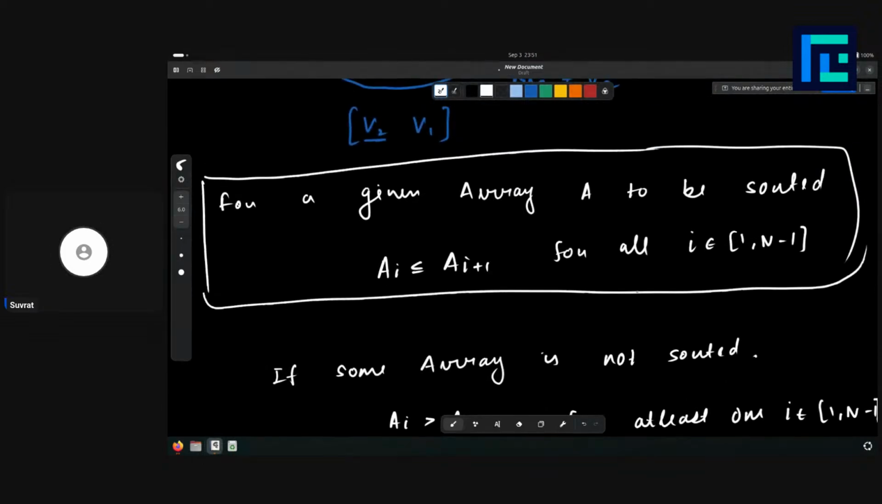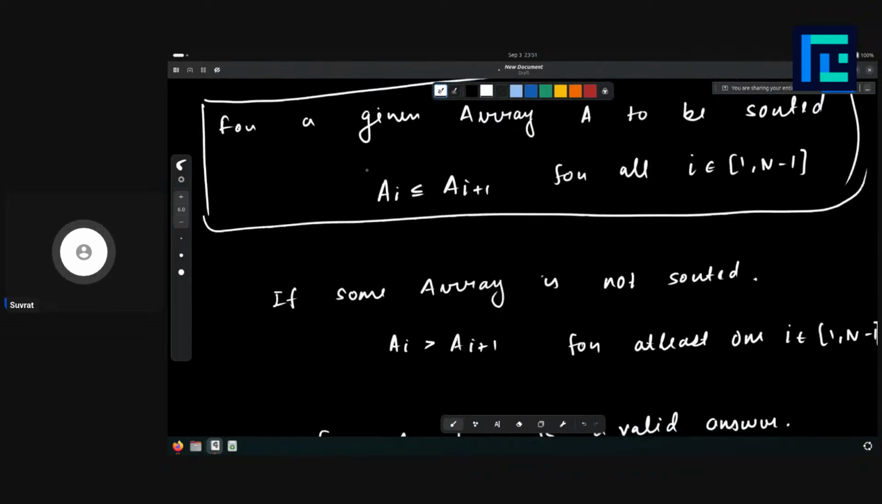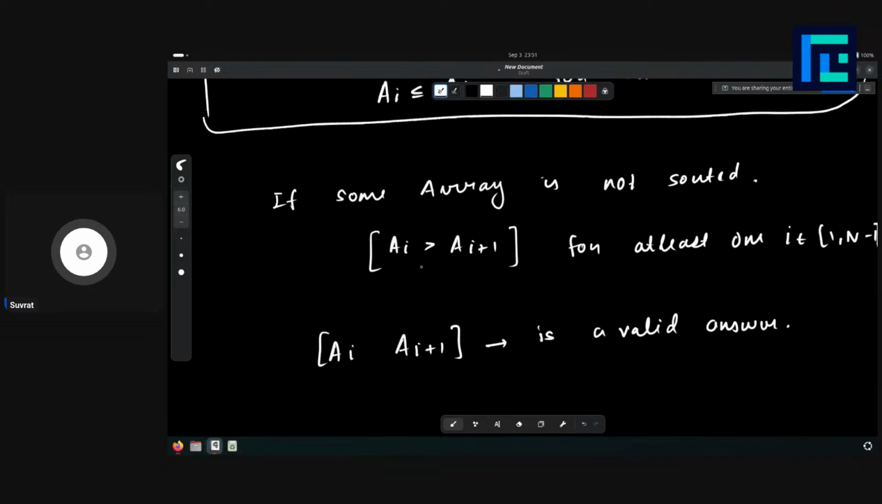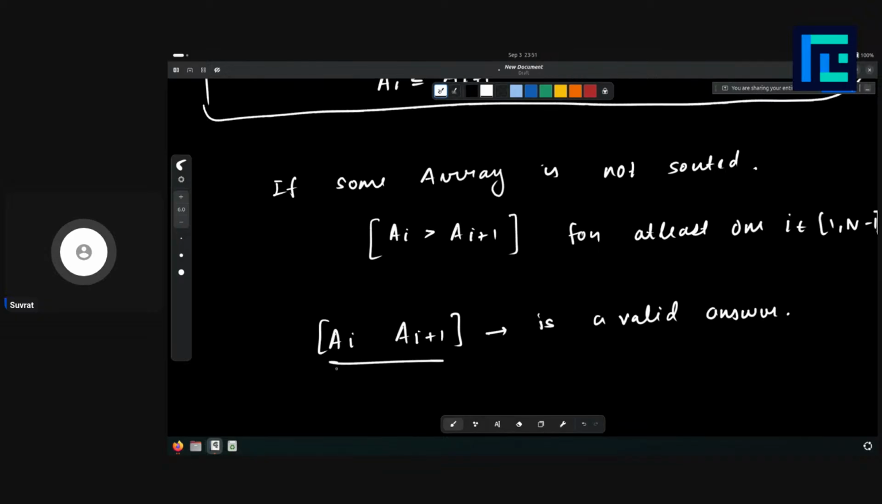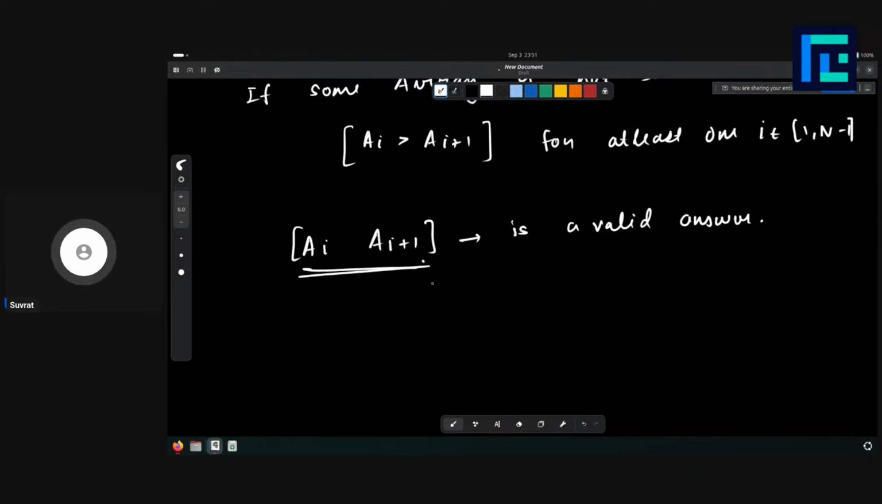So basically we proved this here, that if v1 is greater than v2, then v1, v2 is a valid answer. So if the array is not sorted, then there must be one index where ai is greater than ai plus 1, and then that index would be the answer. So we have solved the question.